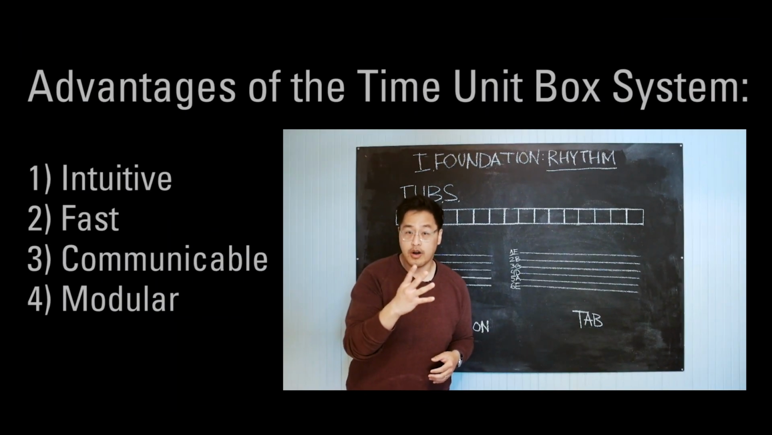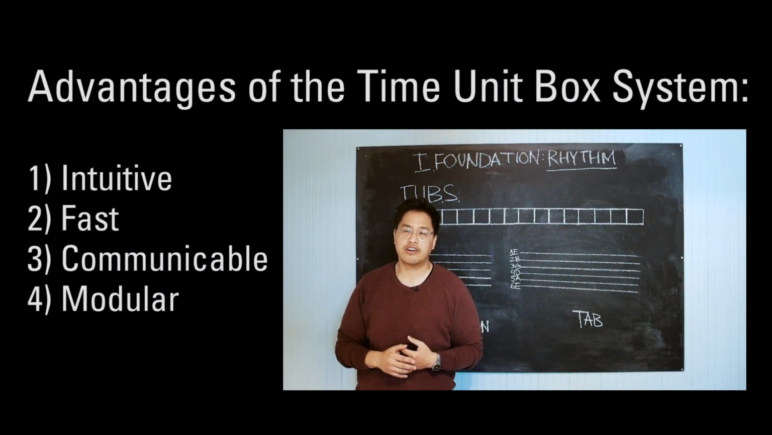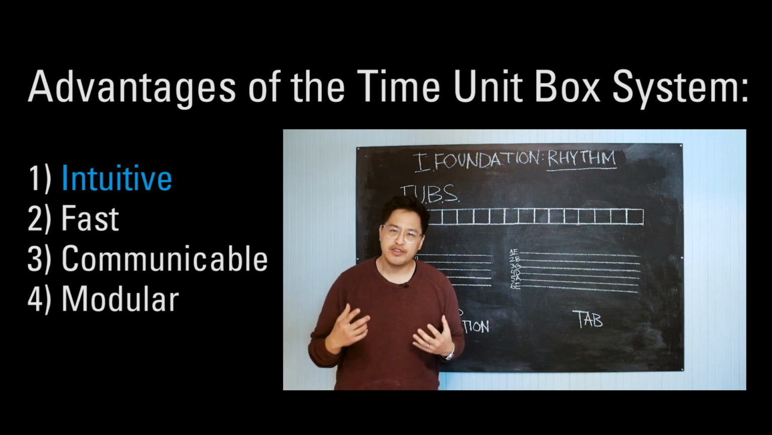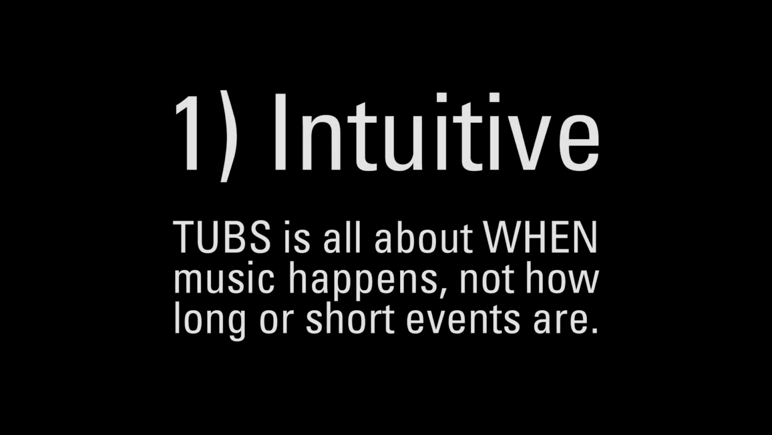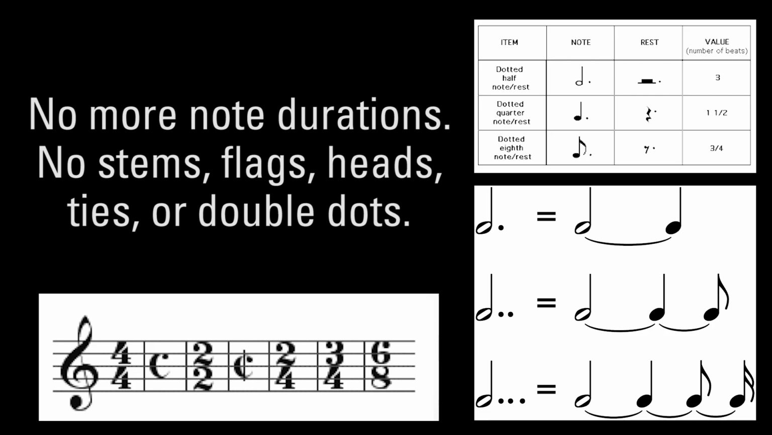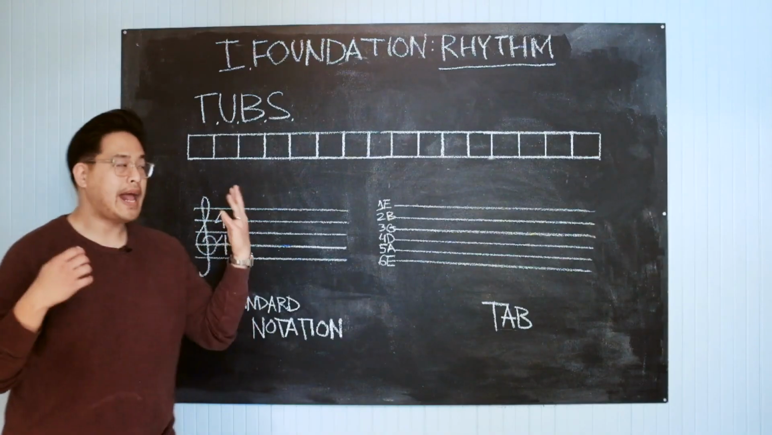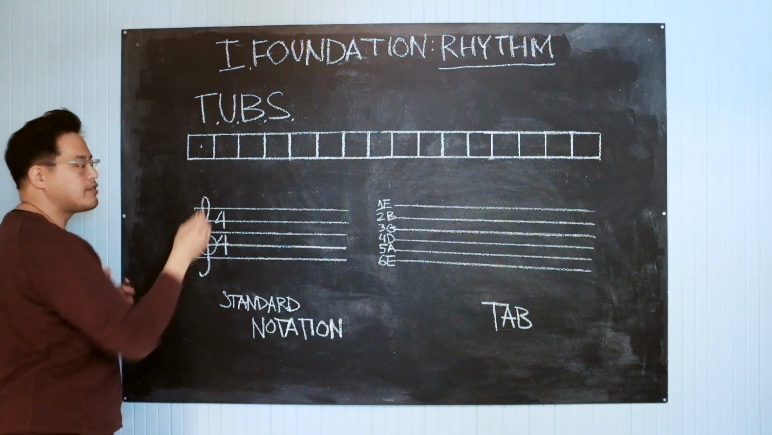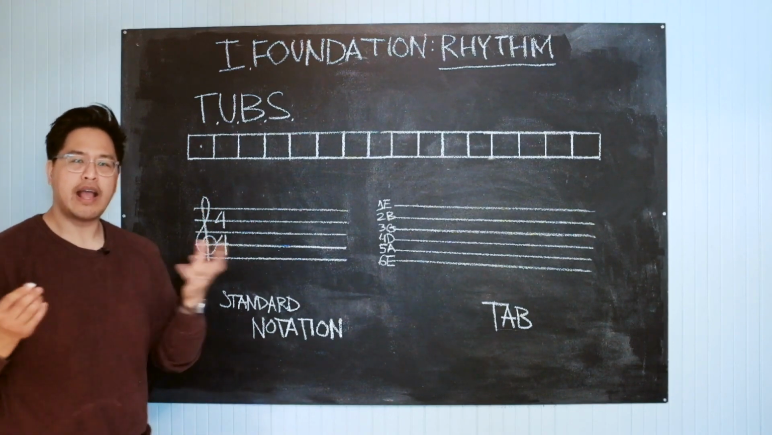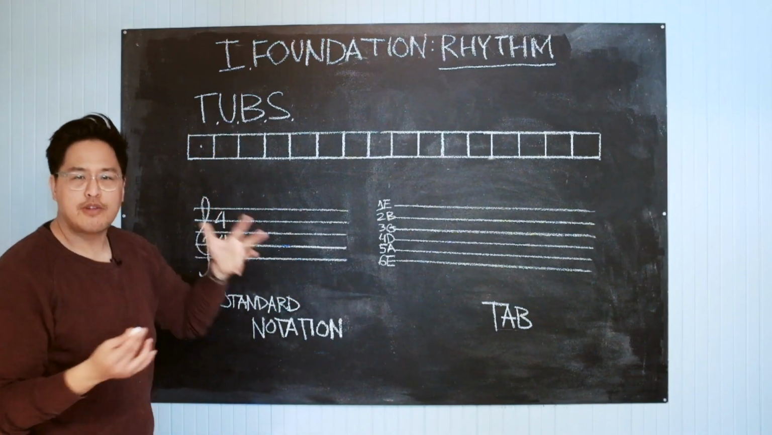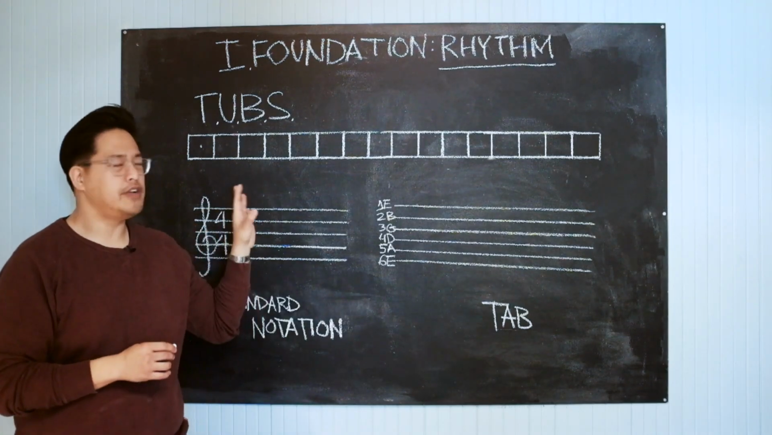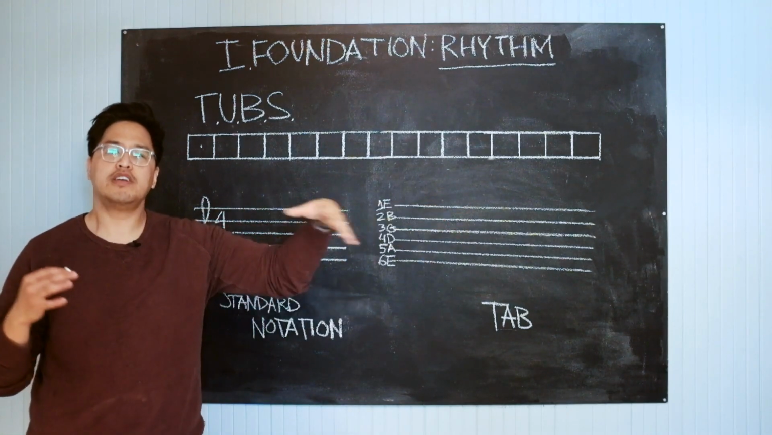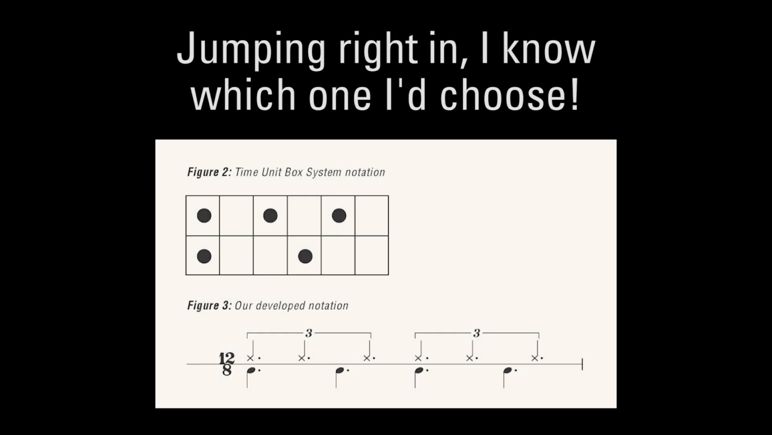TUBS has 4 main advantages to standard notation. Number 1, it's intuitive. TUBS prioritizes when musical events occur and how they relate to each other and the song's structure over how long each musical event is. When it happens, there's a mark. When nothing happens, there's no mark. Relationships are visually consistent, and musicians can jump right in and start using it.